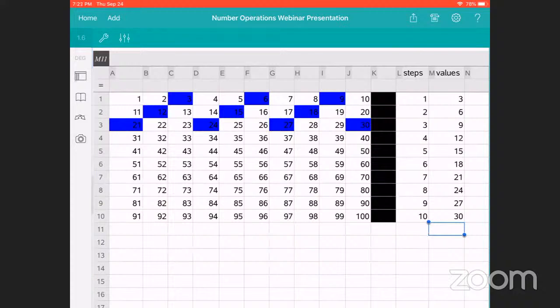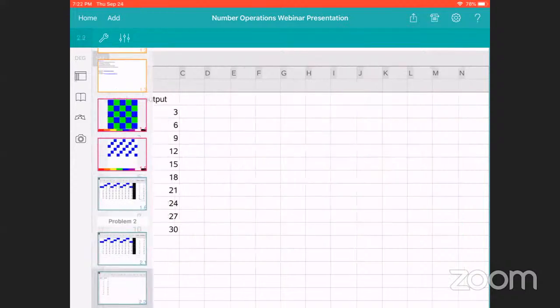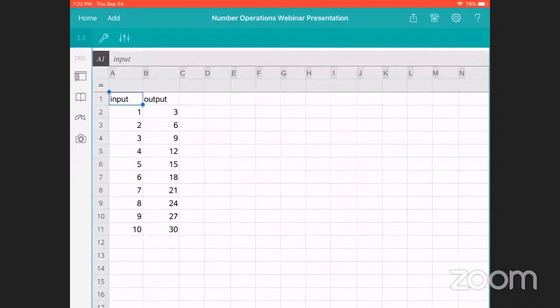But what's nice about this is this kind of leads into what is known as an input-output chart. Those are the exact same numbers we have here, but then we start to look at what do you have to do to the input to get the output. This is when students have to go a step further and start thinking about these two columns and how they're working together.